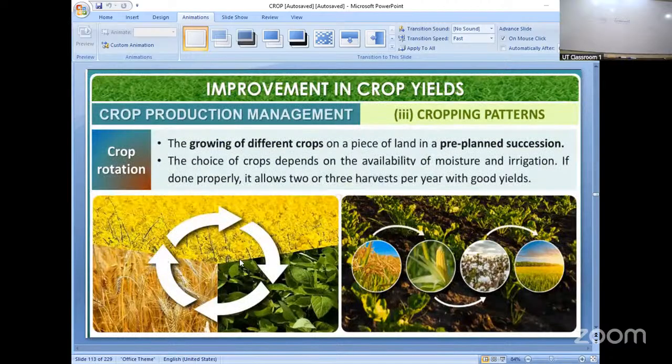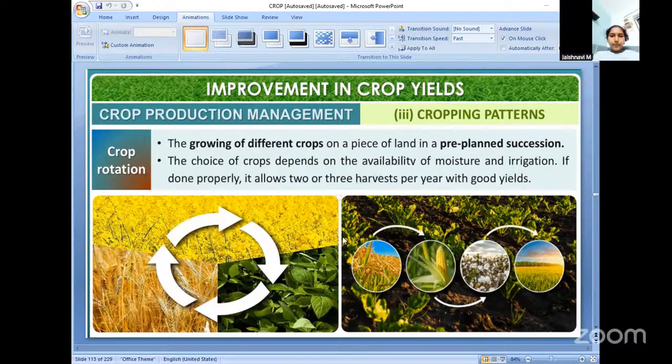This is crop rotation. Crop rotation means a pre-plant succession: one season, one plant is grown, then in the second season, because nutrients are already there, another plant is grown. It allows two or three harvests per year with a good yield.